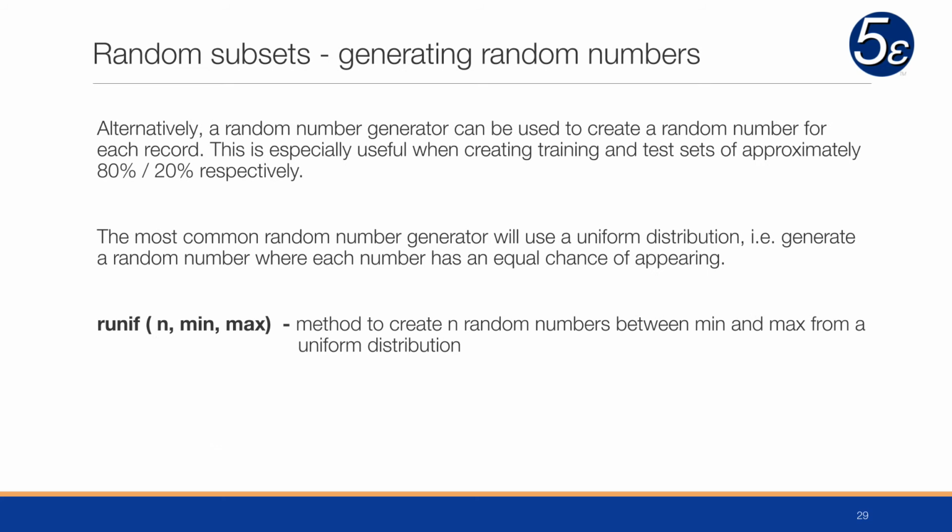Alternatively, we can use a random number generator to create a random number for each record. This is especially useful when creating training and test sets of approximately 80% and 20% for a lot of data science solutions. The most common random number generator we will use is a uniform distribution. The uniform distribution will generate a random number where each number has an equal chance of appearing. So what we'll do is we'll use the runif function, or the random uniform function. And it will create n random numbers between a min and a max using a uniform distribution, meaning that every single number has an equal chance of appearing.